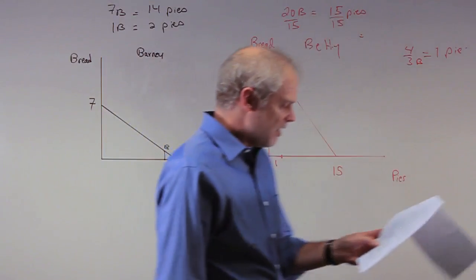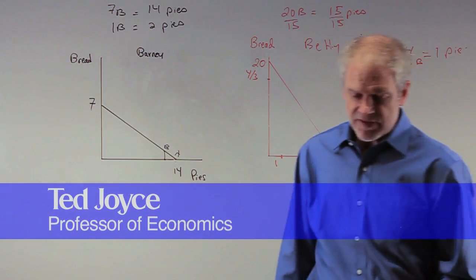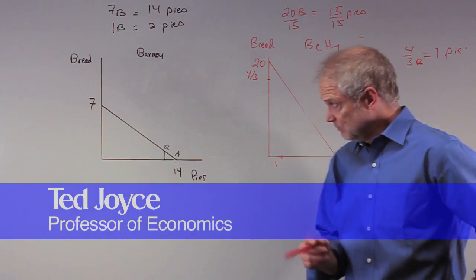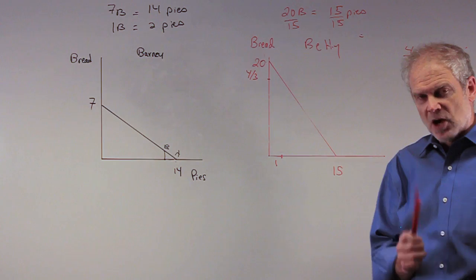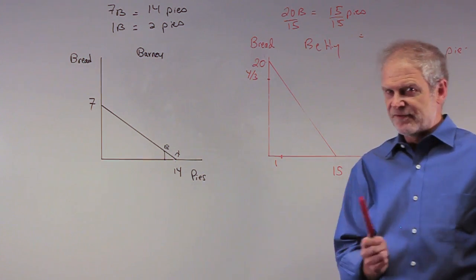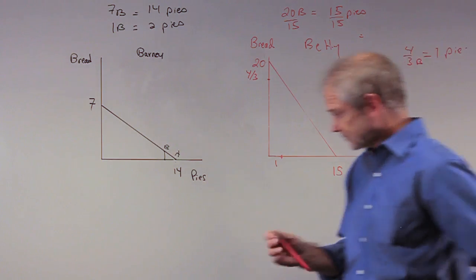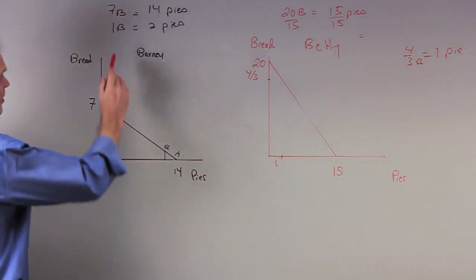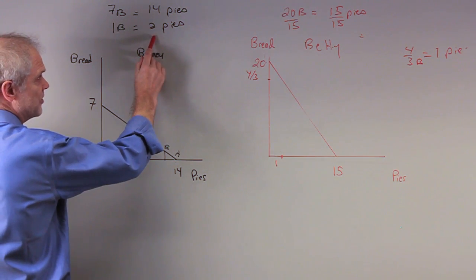All right, number 4. Barney has a comparative advantage. Now, by comparative advantage, we mean Barney can produce something with a lower opportunity cost than Betty. Now, opportunity cost is different from absolute cost. All right? So here, let's go look. Every time Barney produces a bread, he gives up 2 pies.